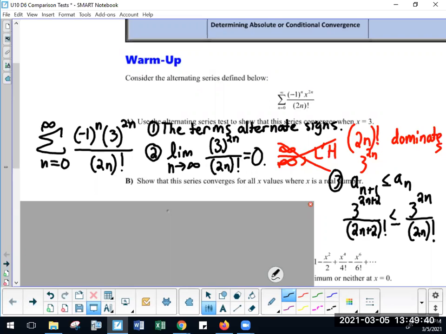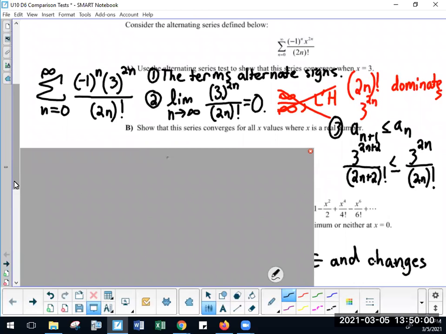So there are a few ways you could think about this. You could look at terms, okay? You could look at how 3 to the 2n plus 2, sure, that's bigger than 3 to the 2n, but 2n plus 2 factorial is always bigger than 2n factorial. That's always going to be the case. Something else you could have considered, using some cross multiplication: 3 to the 2n plus 2 power times 2n factorial is going to be less than or equal to 3 to the 2n power times 2n plus 2 factorial. That's definitely the case.